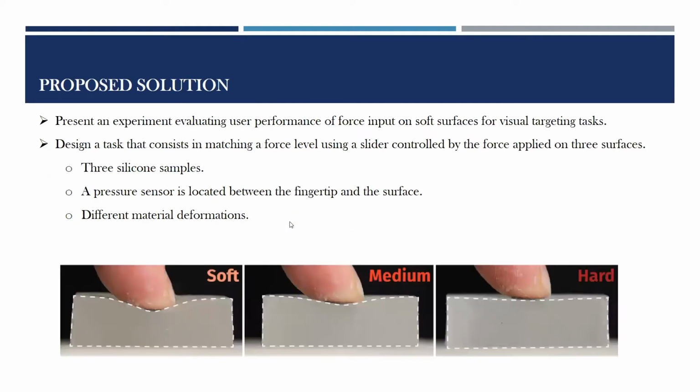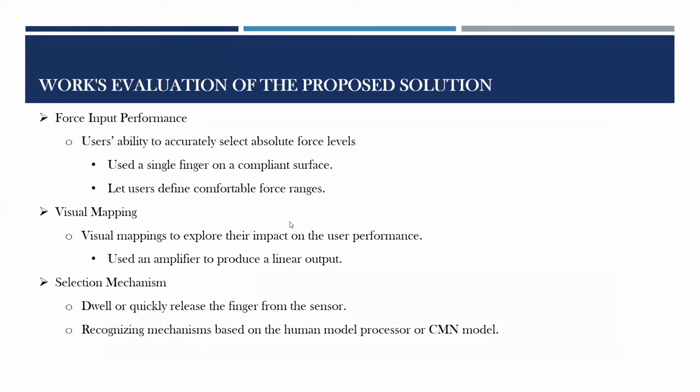Proposed solution. To address this gap in knowledge, they presented an experiment evaluating user performance of force input on soft surfaces for visual targeting tasks. They designed a task that consists in matching a force level using a slider controlled by the force applied on 3 surfaces. They use silicone samples, and as can be seen in this image, a sensor is located between the fingertip and the surface, and based on the softness of the surface and the force applied, it displays the material deformations. The evaluation is divided into 3 steps.